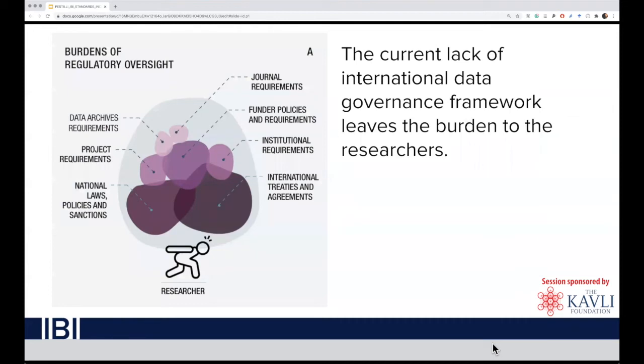Another way to think about it is that every time a researcher is willing to share data, they have to go through different types of requirements and regulatory oversight. There are laws that depend on national and state laws. There are international treaties. There are institutional requirements, funder policies and requirements. There are project-specific requirements, data archive requirements, and also journal requirements. All these requirements and laws can become a burden to the researcher, especially in the lack of an international data governance framework that can help the researcher to streamline the process and to understand what is needed to do and how.